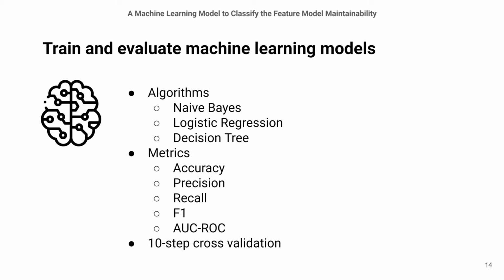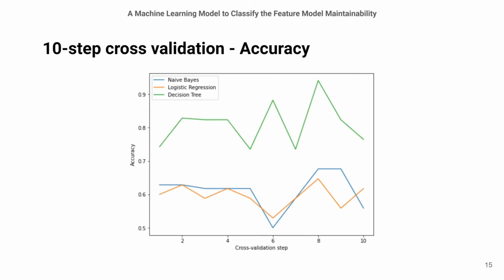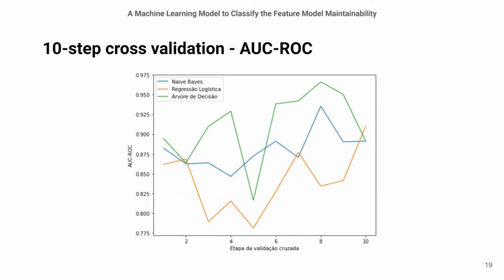We chose 3 white box algorithms, which are naive Bayes, logistic regression, and decision tree. We also chose 5 classification metrics, which are accuracy, precision, recall, F1, and AUC-ROC. To verify that the machine learning models were generalizable, we also performed a 10-fold cross-validation. This is the result of 10-fold cross-validation for accuracy, precision, recall, F1, and AUC-ROC metrics.